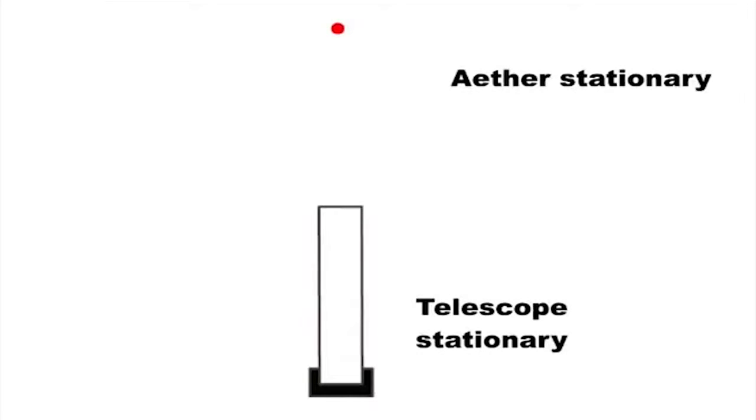If a telescope is pointing at a star and both are stationary, then obviously the light comes straight into the telescope.